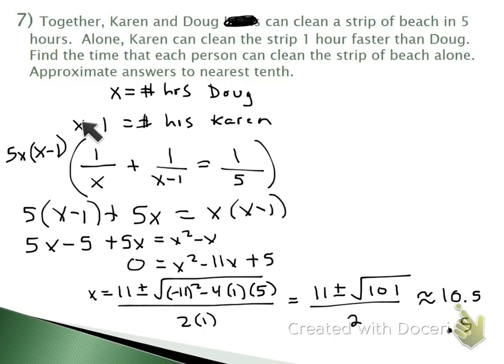Yeah, I would even go one step further. If x is 0.5, doesn't 0.5 minus 1 give negative a half an hour? Now, I know women claim how wonderful and awesome and better they are than men, which I would probably agree on many things, right? But I doubt she can go backwards in time to clean the beach. So it takes Doug 10 and a half hours and Karen 9 and a half by herself.